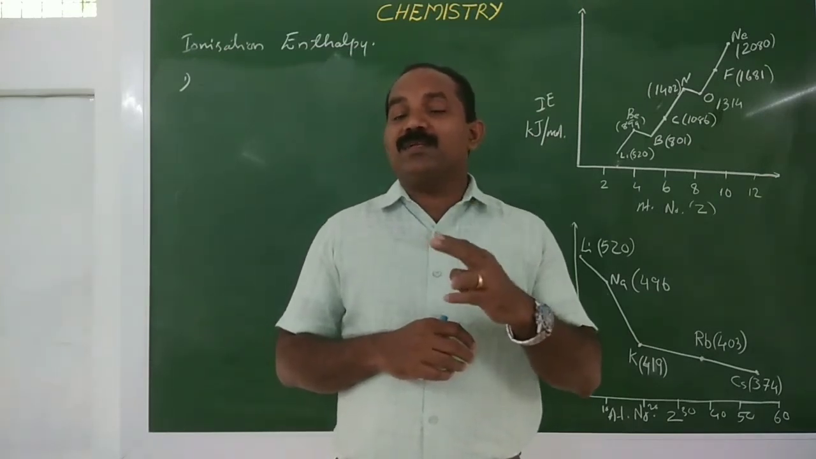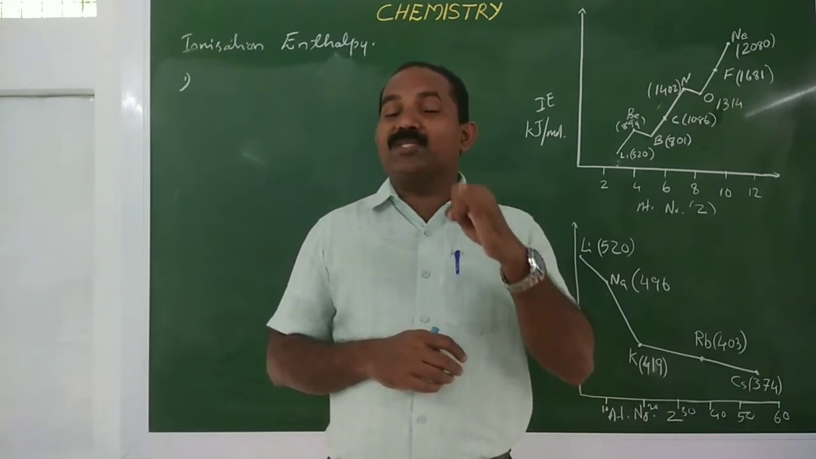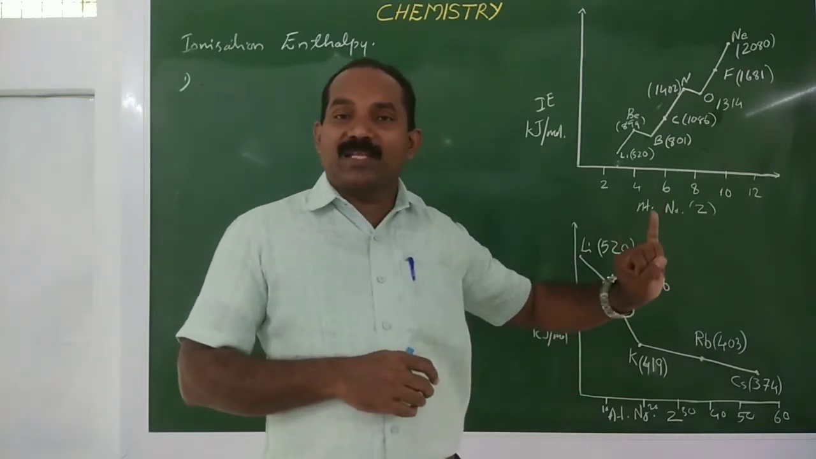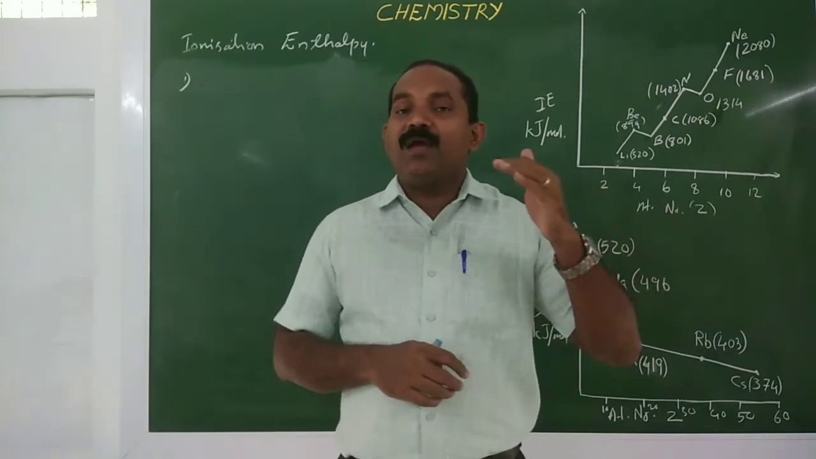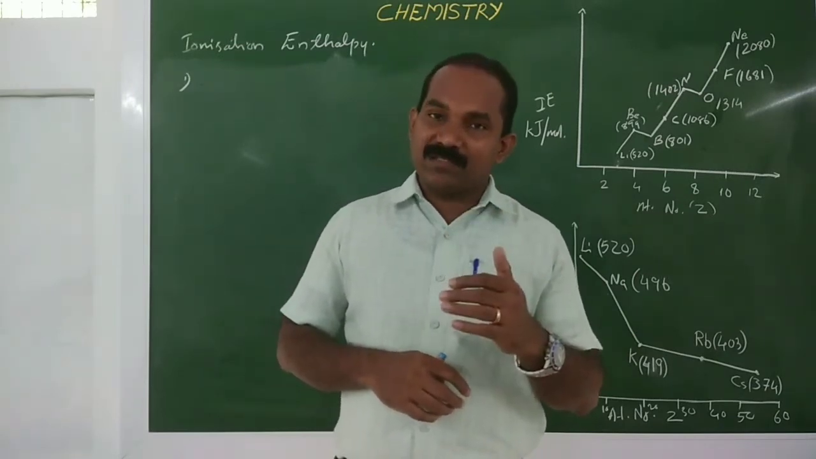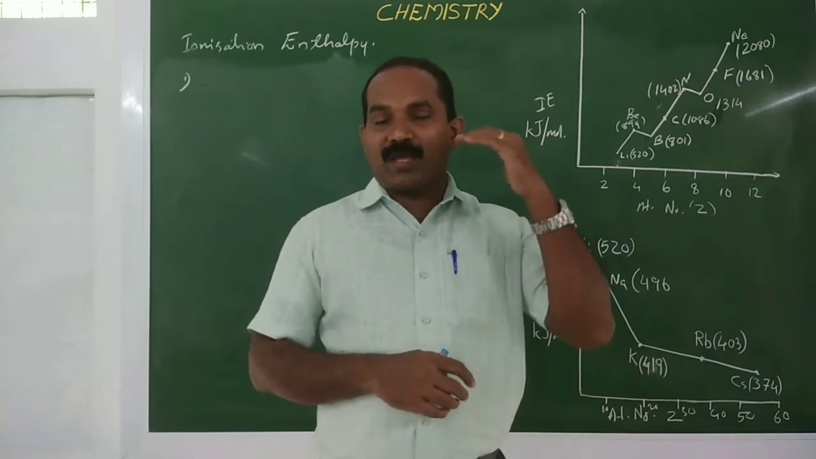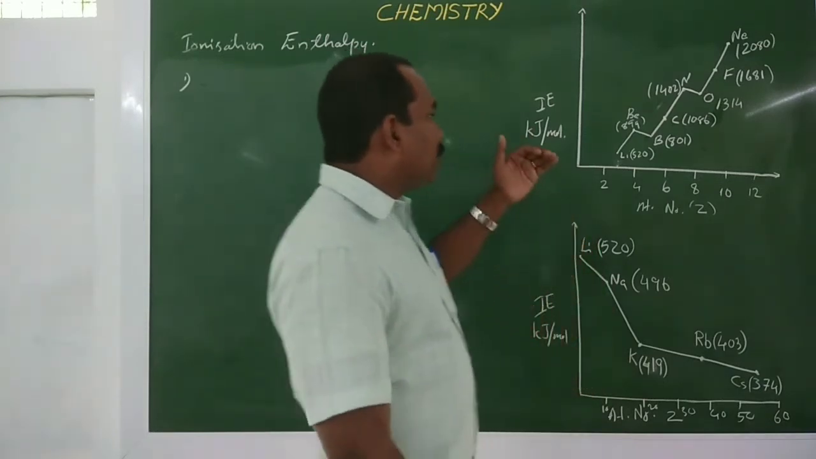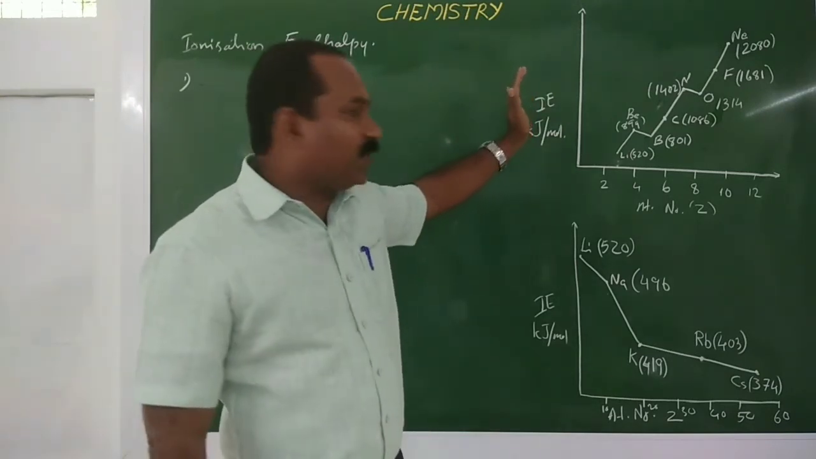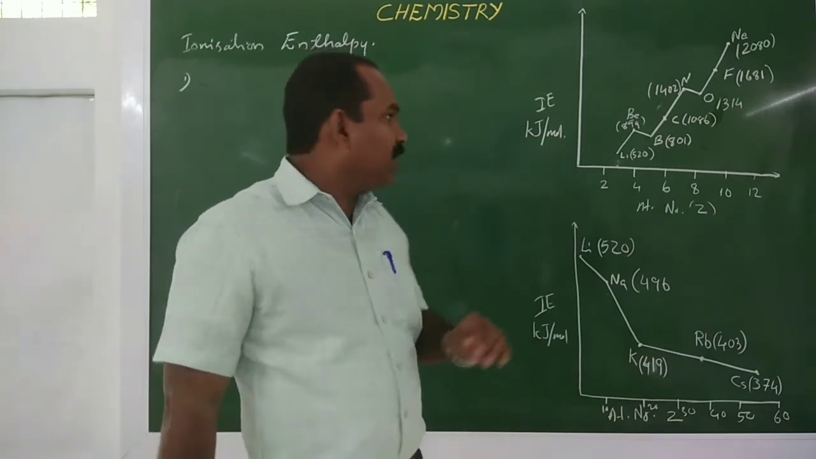So two reasons. One is the magnitude of the nuclear charge. From left to right, nuclear charge increases. And the second reason is that atomic size decreases from left to right. So here I draw a graph by plotting ionization enthalpy versus atomic number for the second period.